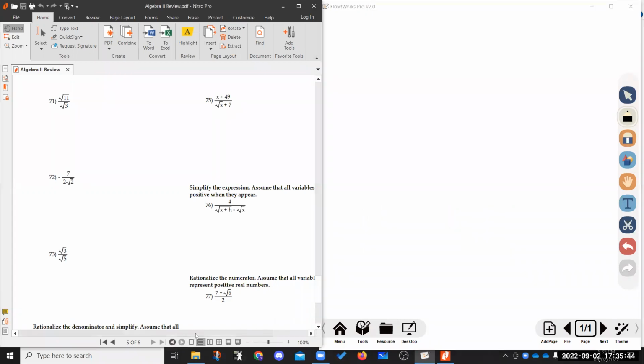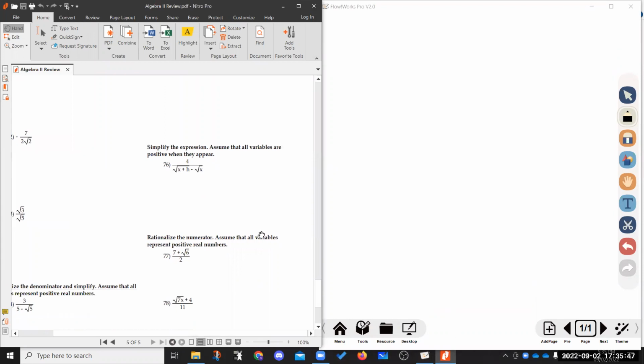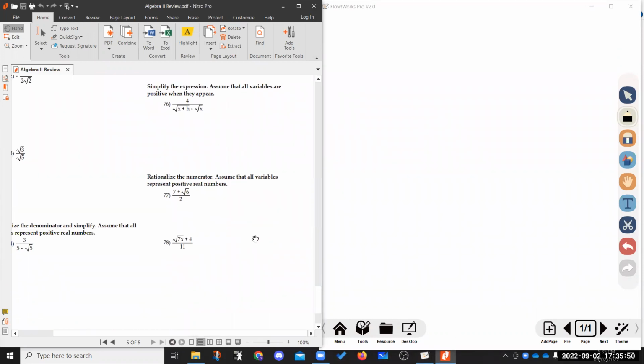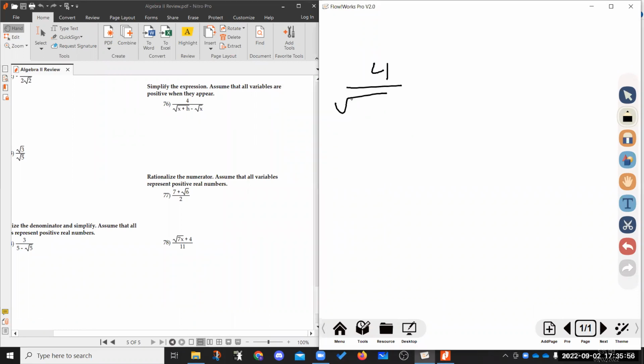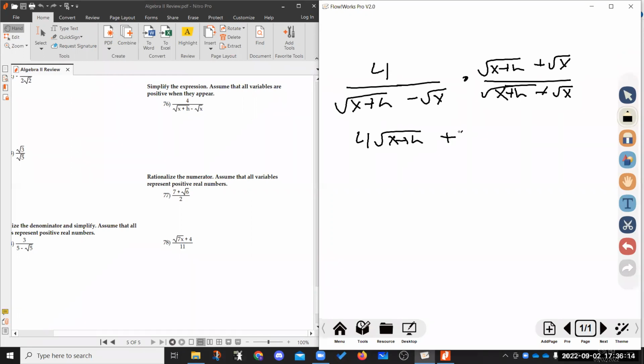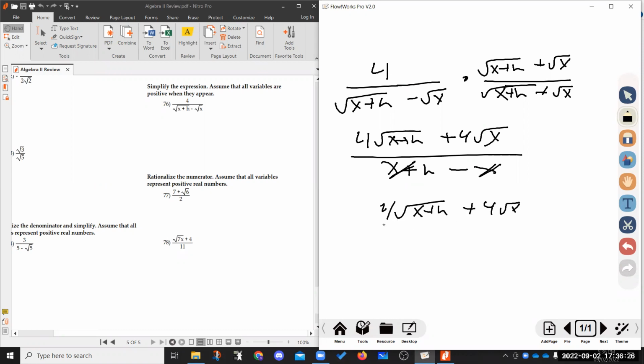We're going to do some stuff with some h's. We use delta x's in the place of h when we get to calculus, but same thing. 4 over √x plus h minus √x. Multiply by the conjugate of √x plus h plus √x over √x plus h plus √x, 4√x plus h plus 4√x over x plus h minus x is going to be 4√x plus h plus 4√x over h.